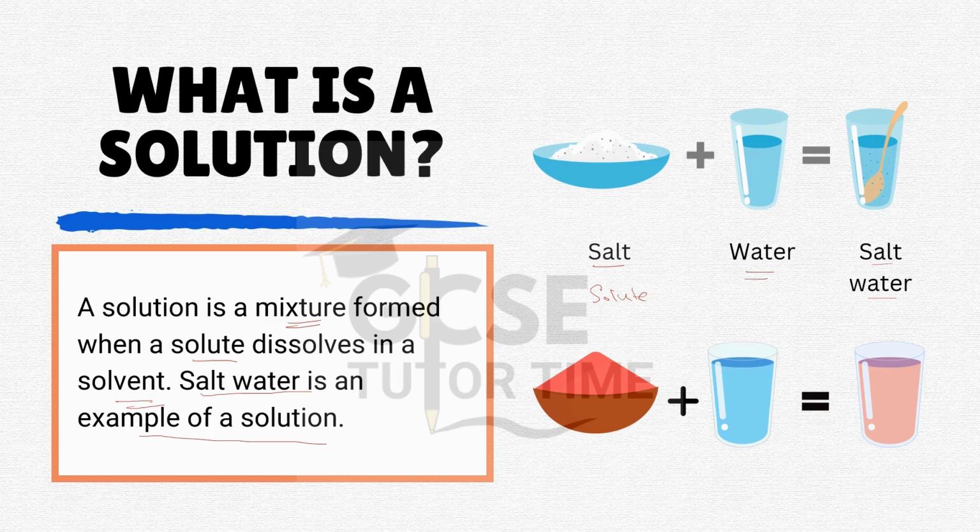What was solute? The substance that dissolves in. This substance will dissolve in water. Water is the solvent here. What was the definition of solvent? Solvent was the substance into which the solute dissolves. So this salt will dissolve in water, and what we'll get is a solution, which is salt water here.